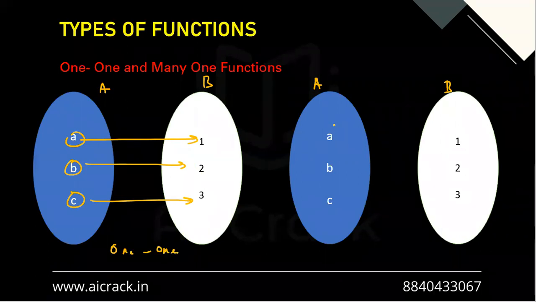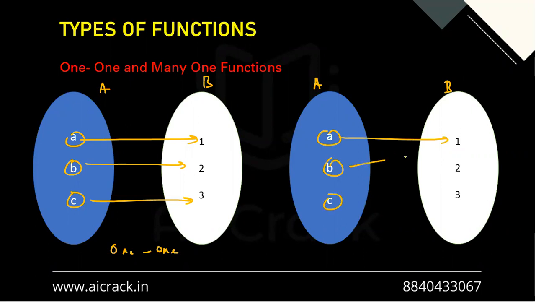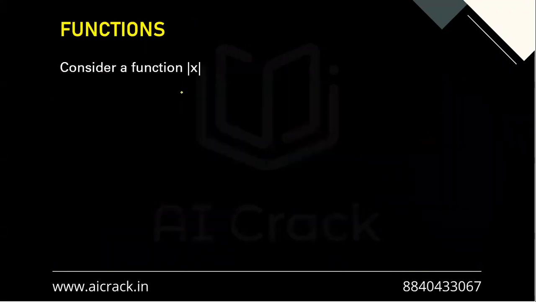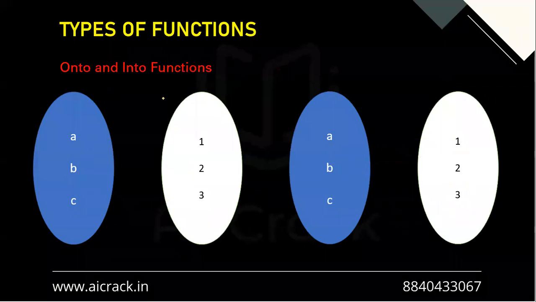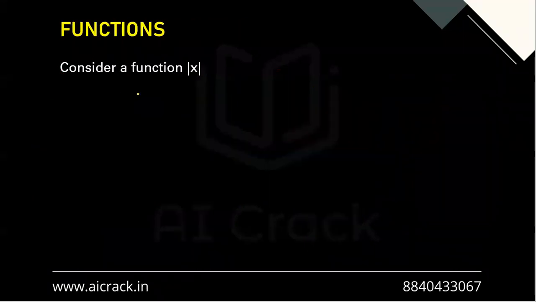Now talking about many-one functions, as the name suggests, mapping will be done for every element, but it can be like this, like this. So A and B are both being mapped to 1. C is being mapped to 3, right? Let's take the first example, and then afterwards we'll talk about onto and into functions.